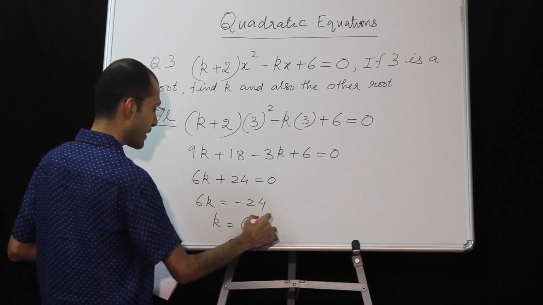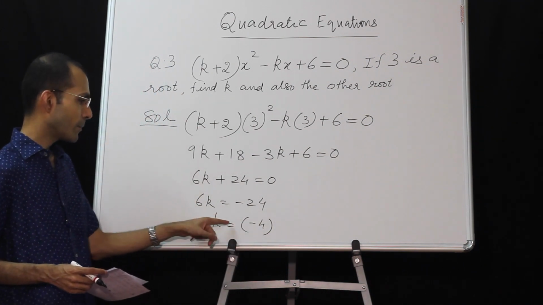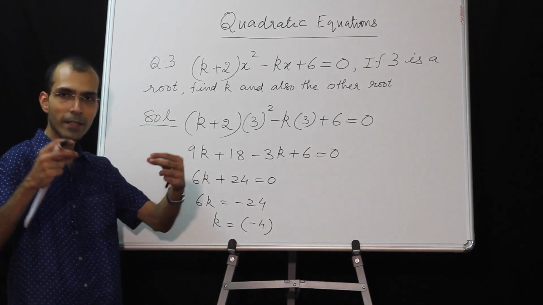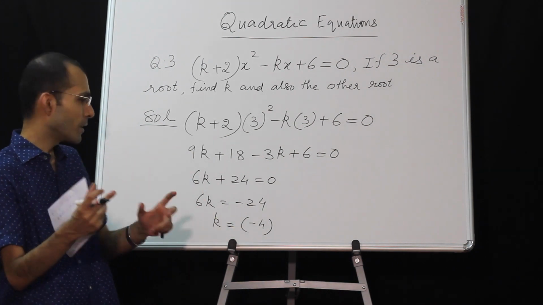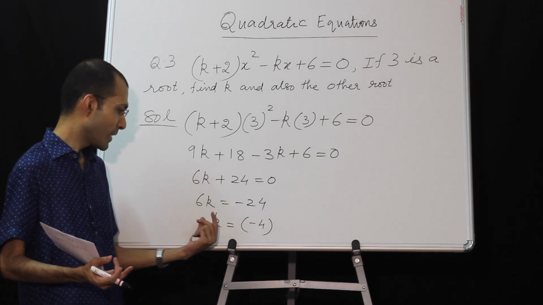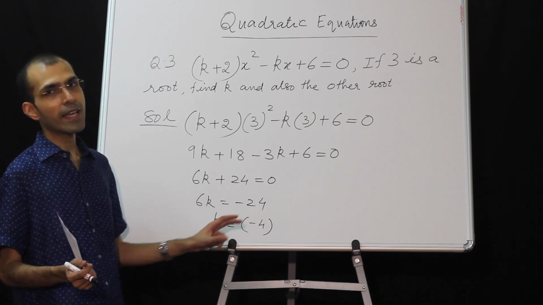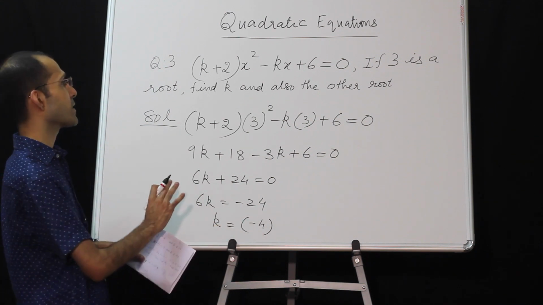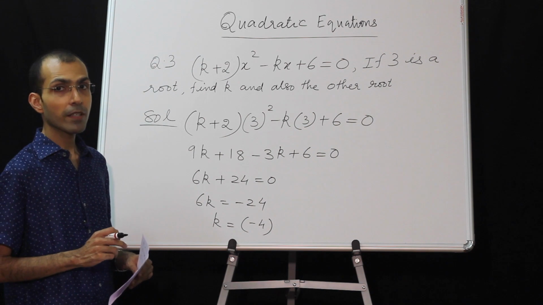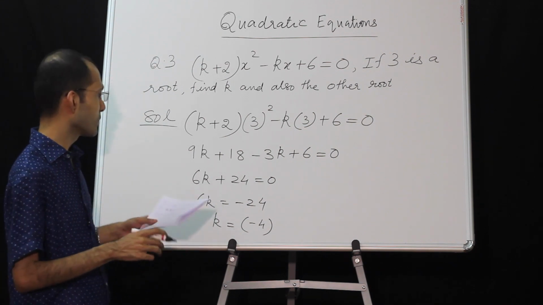So how much is that? k is minus 4. Why am I putting a negative number in brackets? Because otherwise the equal to sign and the negative sign will come very close to each other, making it look very odd. So it is always advisable to put a negative number in such cases in brackets. So k is minus 4. Now this has been done, but we need to find the other root. The problem is not yet over.